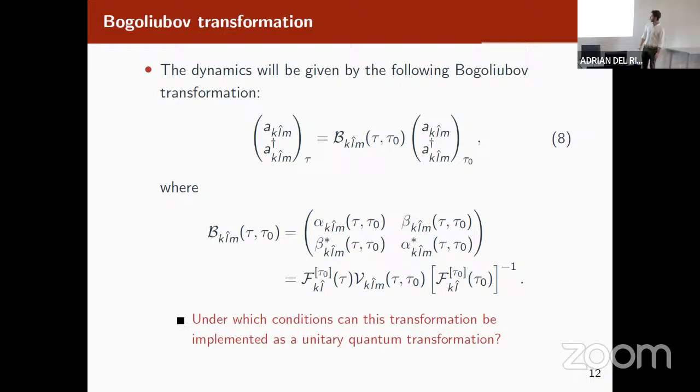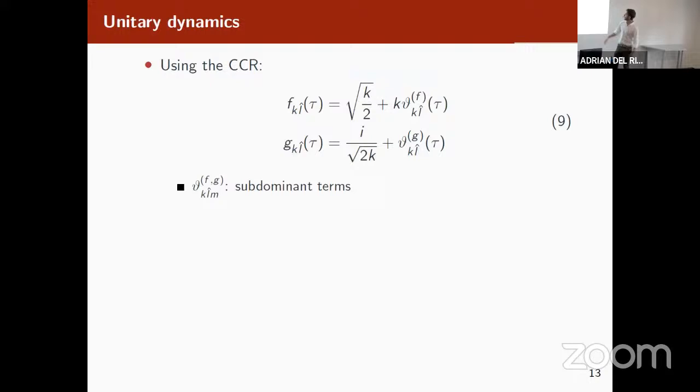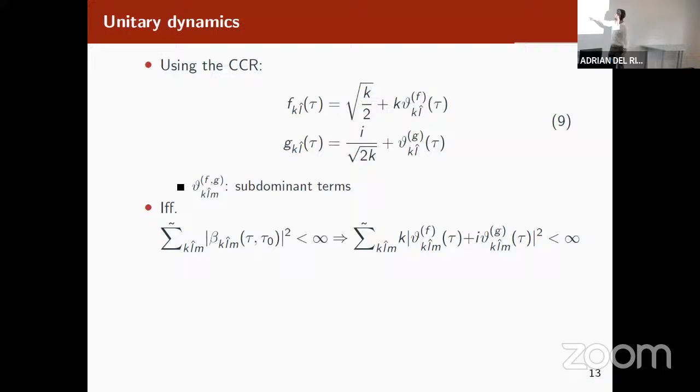So in order to give a little bit more detail about it, we can identify who these beta factors are, and using the canonical conjugate relations that were also reflected on the f and g functions, we can determine the form of the f and g functions, which will be of this form, where these bar theta functions are subdominant terms. Before I go on, the beta square condition is also going to be reflected on the bar theta functions. So these linear combinations times k should be square summable.